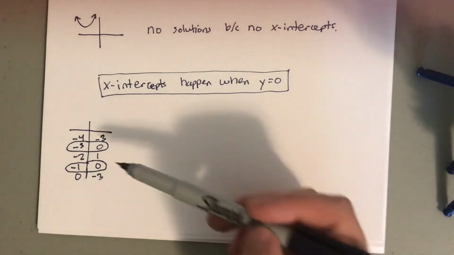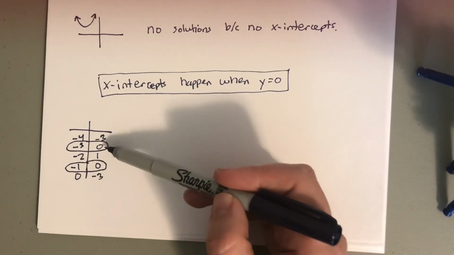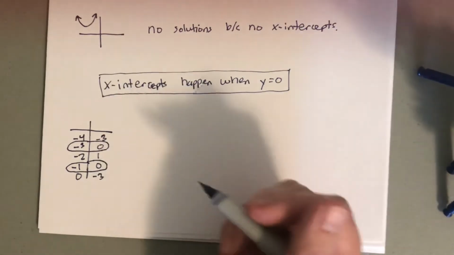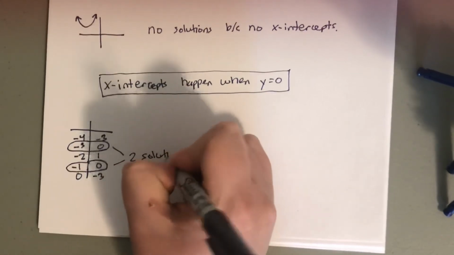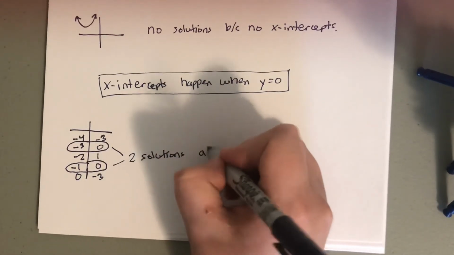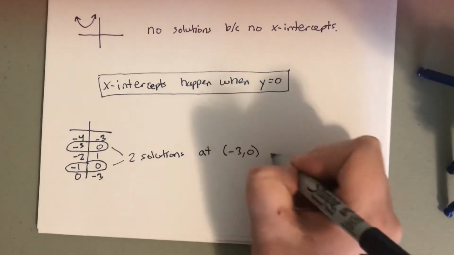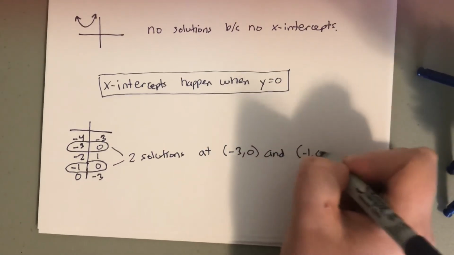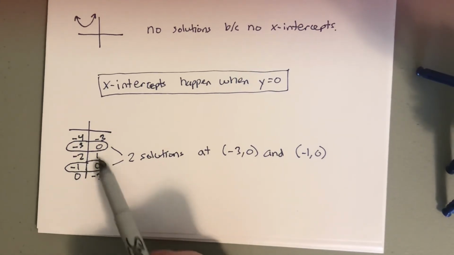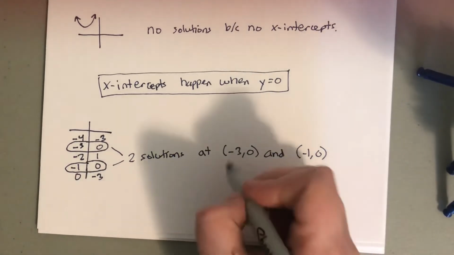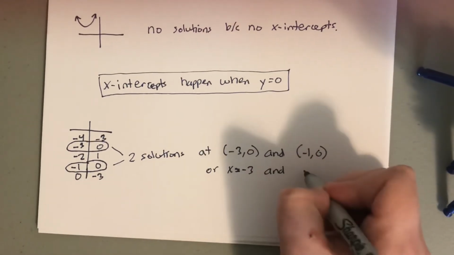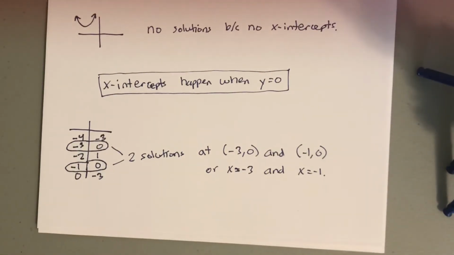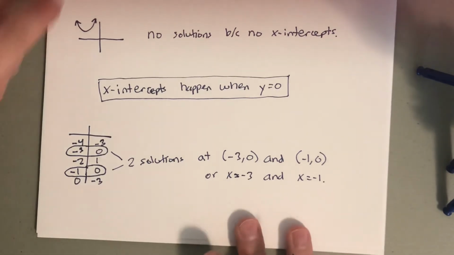If you were to graph this, the 2 places when y is 0 would be the 2 places on the x-axis, and therefore would be the 2 solutions. So these right here are the two solutions, and they happen at -3, 0 and -1, 0. If you were to graph this, it would cross the x-axis at -3 and -1. You could also write it like that.